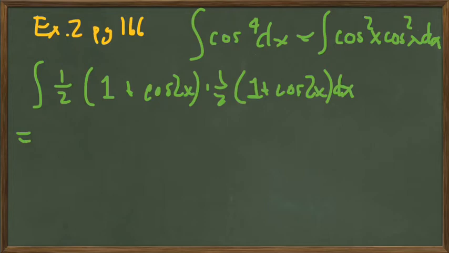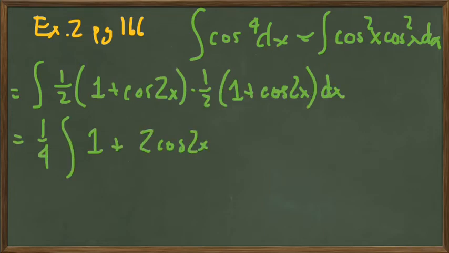So we bring the 1/2 times 1/2 out front, and then we are foiling 1 plus cosine 2x times 1 plus cosine 2x to get 1 plus 2 cosine 2x, and then plus cosine 2x times itself, which is cosine squared 2x.